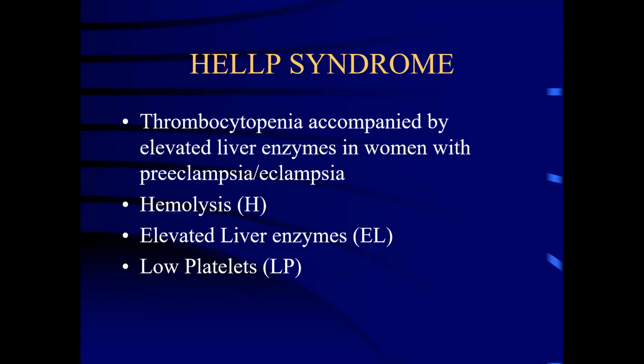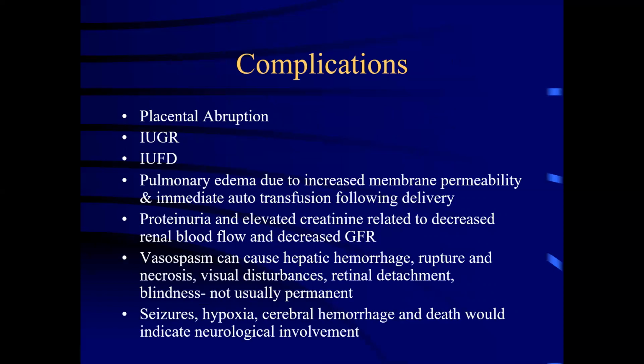HELLP syndrome. So another scary thing that can happen to our pregnant women. So this is thrombocytopenia accompanied by elevated liver enzymes in women with preeclampsia or eclampsia. So hemolysis, elevated liver enzymes, low platelets is what spells HELLP. Complications to this disease is placental abruption, which is the separation of the placenta causing large amounts of blood loss. Intrauterine growth restriction, intrauterine fetal demise, unfortunately. Pulmonary edema, of course, proteinuria leading to decreased renal blood flow and output.